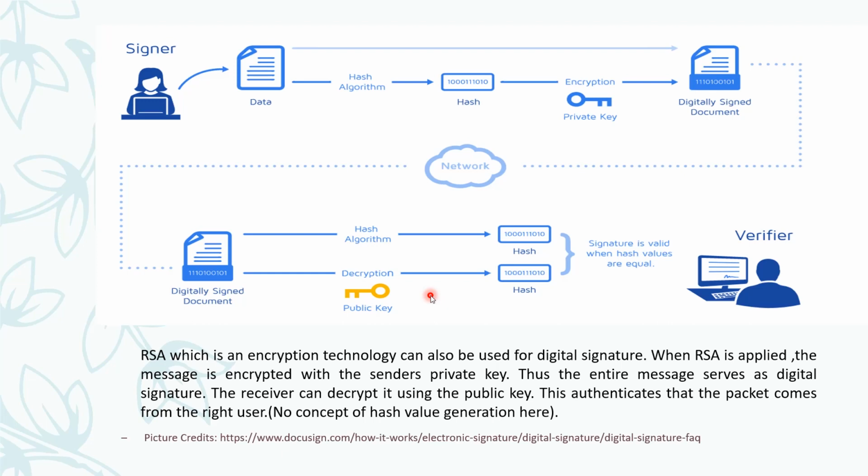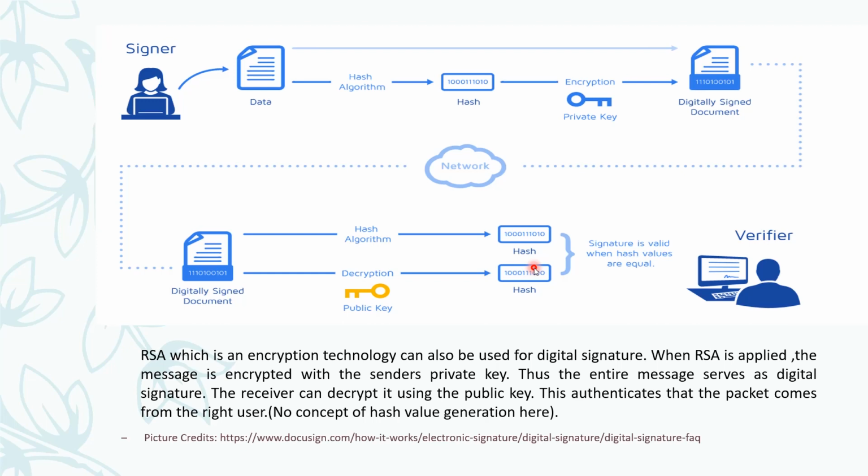So to verify or detect whether it is altered or not, or whether it is from the genuine user, the hash values will be compared. The hash value from the hash algorithm and the decrypted hash value will be compared. If they are equal, then the signature is considered valid.